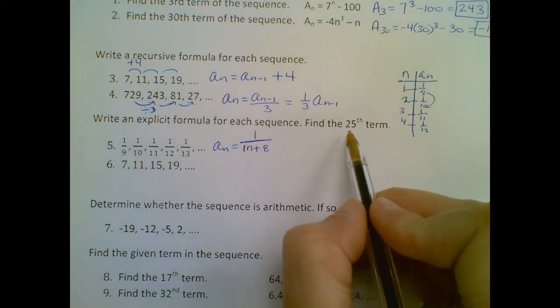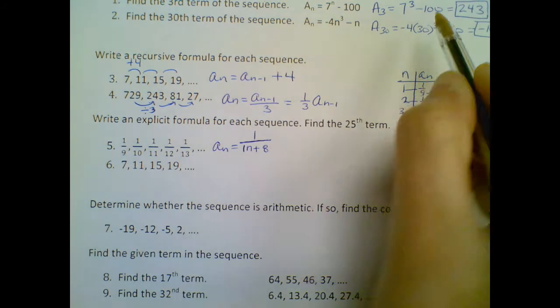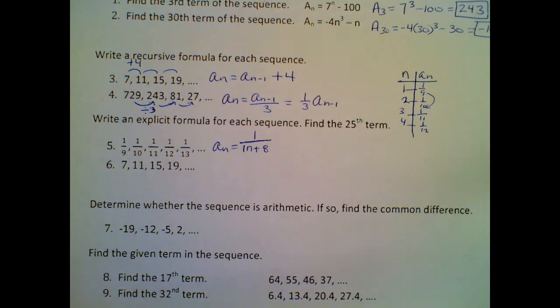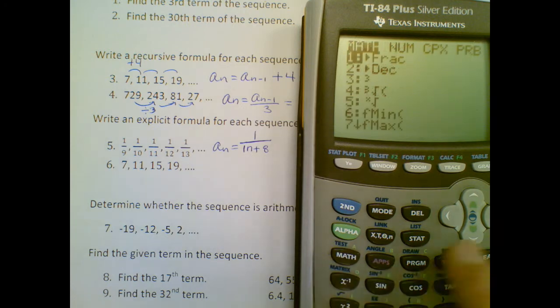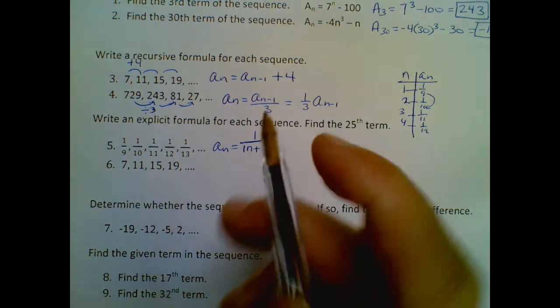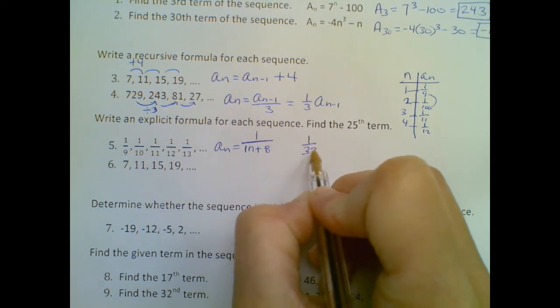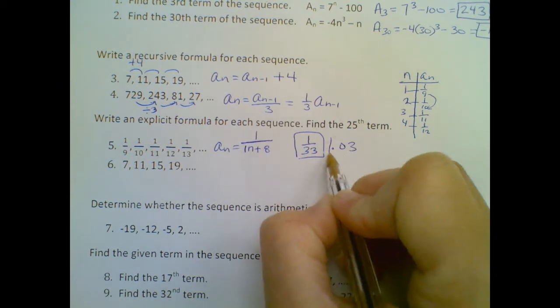Alrighty, and then from here they want us to find the 25th term. So then we're going to, just like 1 and 2, plug in 25 for our n and see what the 25th term is. We get 1 over 33. And you can put it as a fraction or a decimal, either is fine. So 1 over 33, or you can do 0.03 as a decimal.